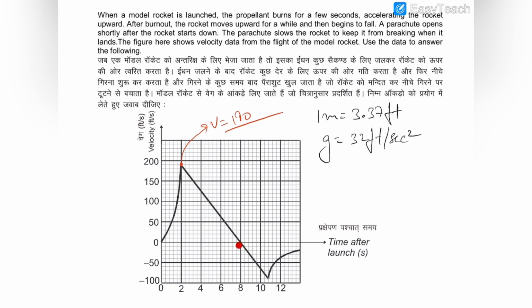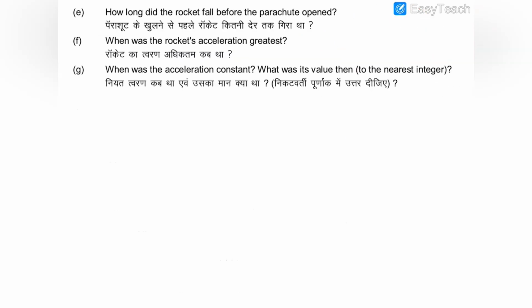The rocket was at maximum height at this point. This is the H max point, and after this point the rocket falls freely. So this time span is 8. This is 10.8 and this is 8, so this is 2.8 seconds. So the correct answer of this one is 2.8 seconds.